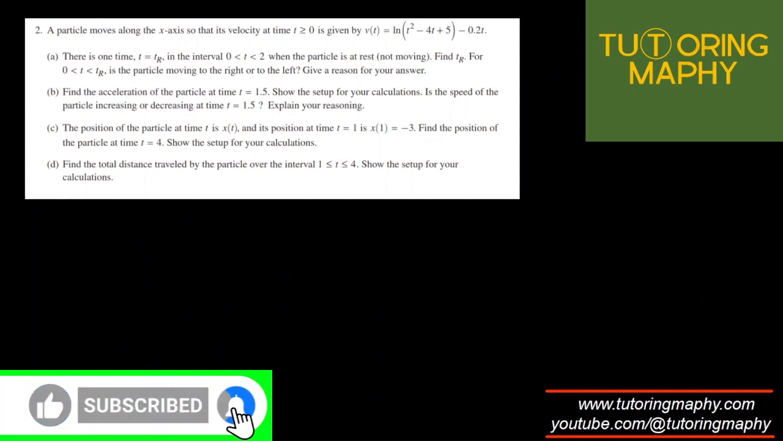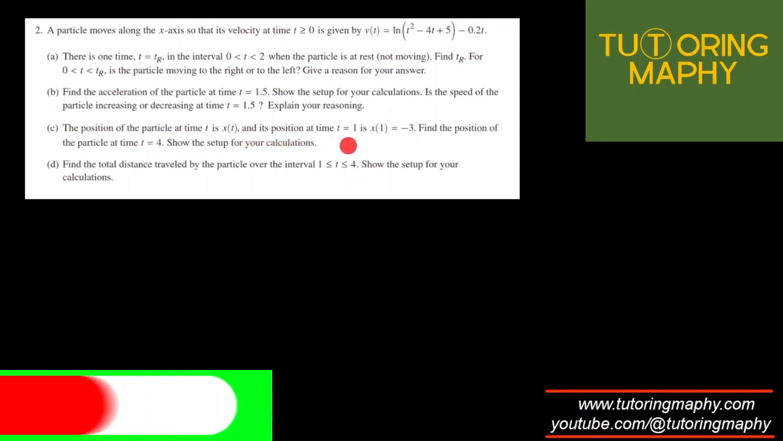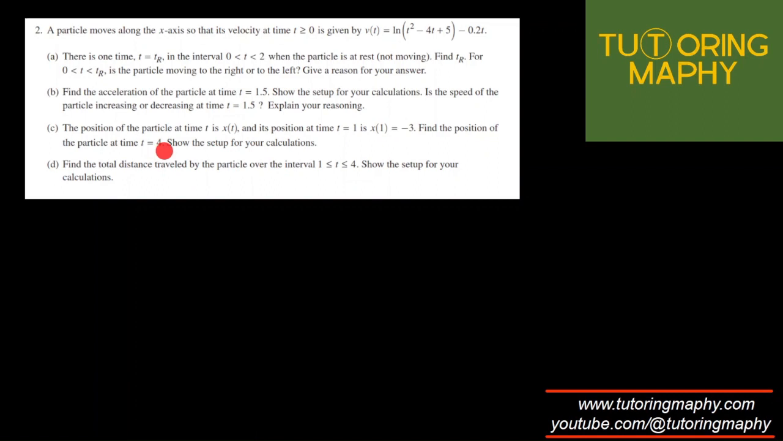Let's go to part C. This one says that the position of the particle at t is x(t) and its position at 1 is -3. So what is the position at 4?